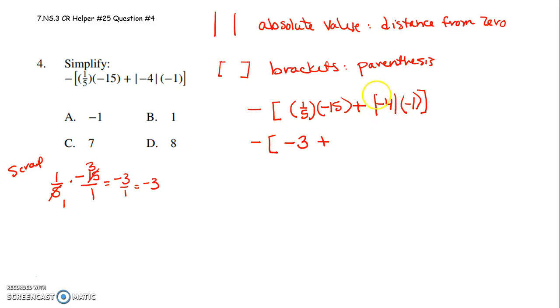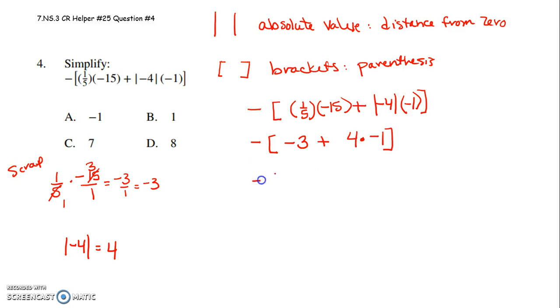Now here I have to take care of absolute value of negative 4. You say, what's the distance of negative 4 from 0? Oh, 4 units. So the absolute value of negative 4 is 4. So that's a 4. I don't see an operation in between. I need to assume it's multiplication. Then I have my negative 1 here.